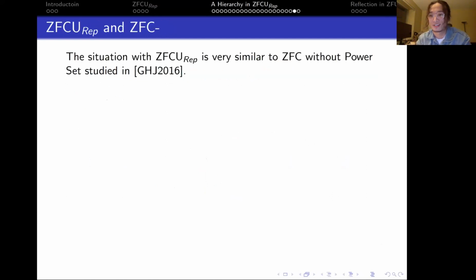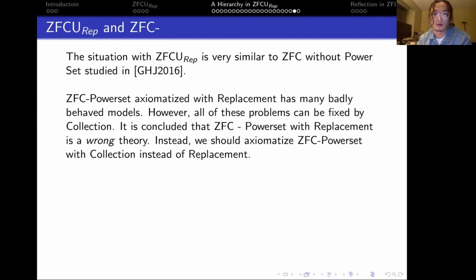So I want to mention this similarity between ZFCU with replacement and ZFC minus, ZFC without power set. In their paper, Gitman, Hamkins, and Johnstone showed that if you axiomatize ZFC without power set only with replacement, but without collection, there are lots of disastrous situations. For example, omega 1 could be singular, and so on. So they conclude that that theory is just the wrong theory, and instead, by ZFC minus power set, we should just mean ZFC without power set, but with collection.